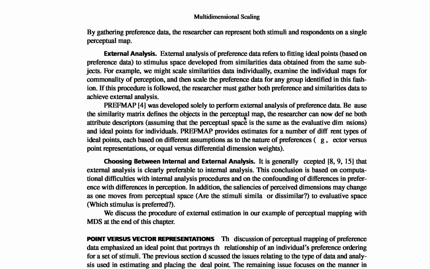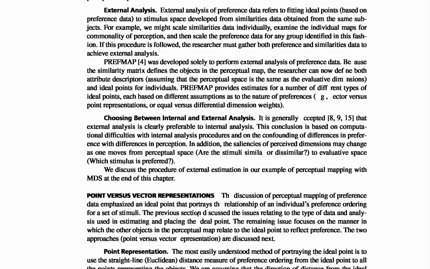PREFMAP was developed specifically to perform the external analysis of preference data. We ensure the similarities matrix defines the objects in the perceptual map. The researcher can now define the attribute descriptions, assuming that the perceptual space is the same as the evaluative dimensional space of the individual's ideal point. PREFMAP provides estimates for a number of different types of ideal points. Each makes different assumptions as to the nature of the preferences, for example, vector versus point representation, or equal versus different dimensional weighting.